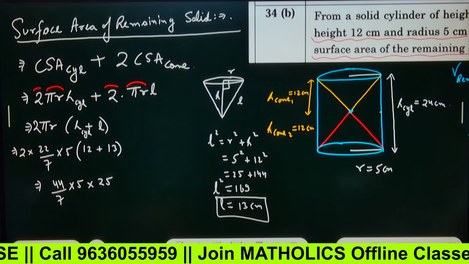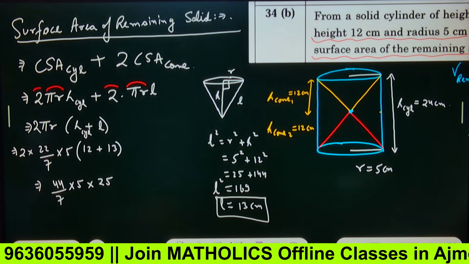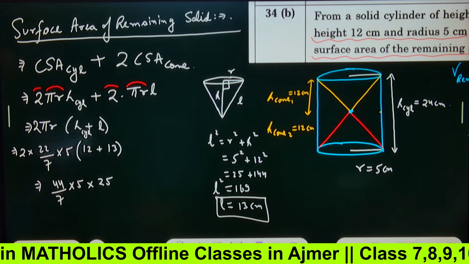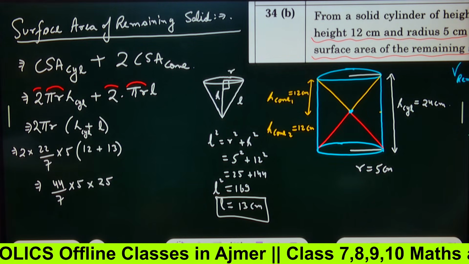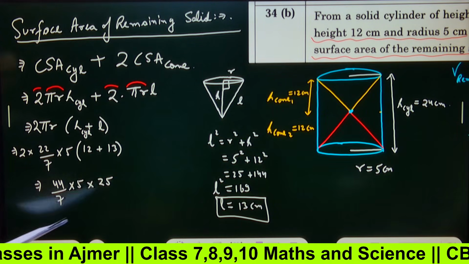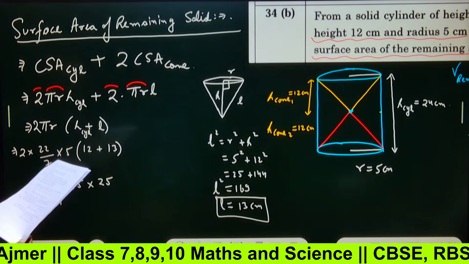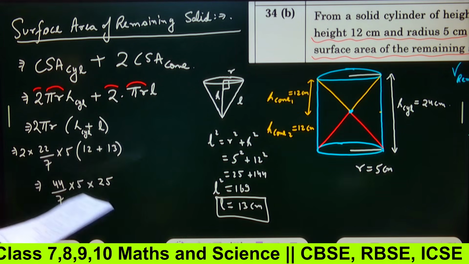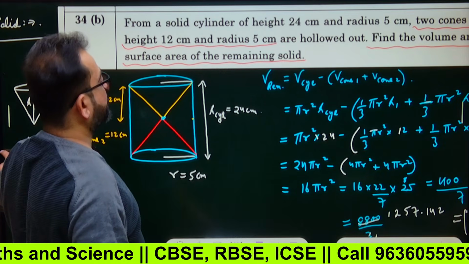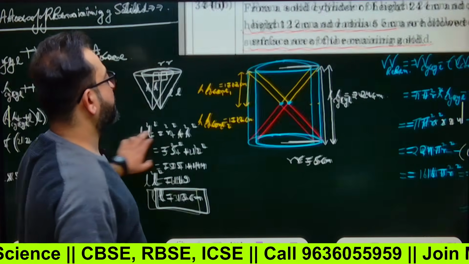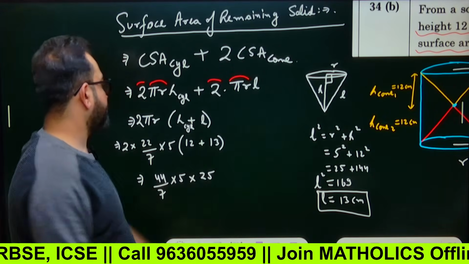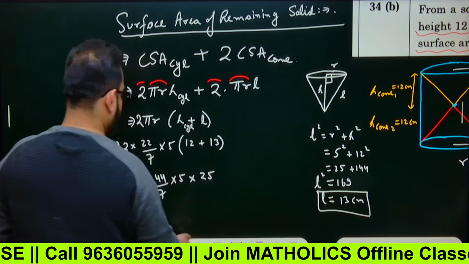Curved surface areas of two cones. 2 into 7 into 5 into 13. And 2 into 7 into 5 into 20. 2 pi r h. Height of the cylinder is what? Check for the height of the cylinder from the solid. Okay. Height is 24 centimeter. We have taken 12. Wait. You have to use 24. Height of the cylinder is 24.